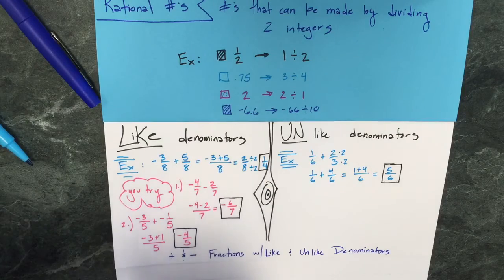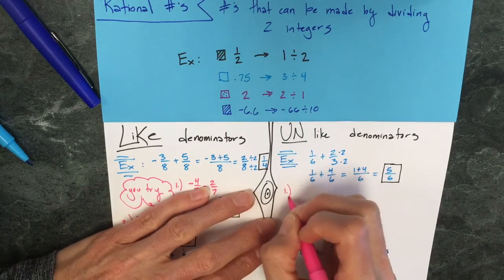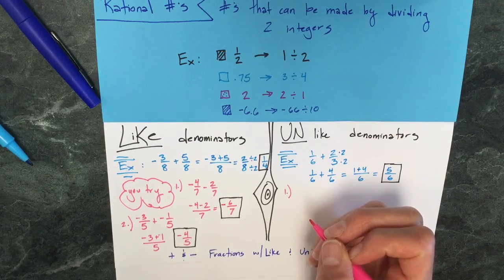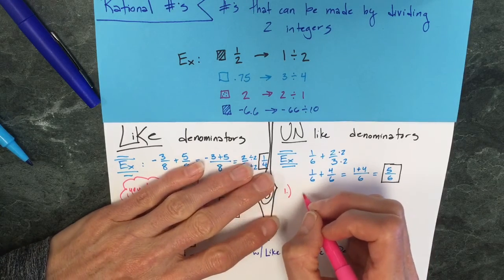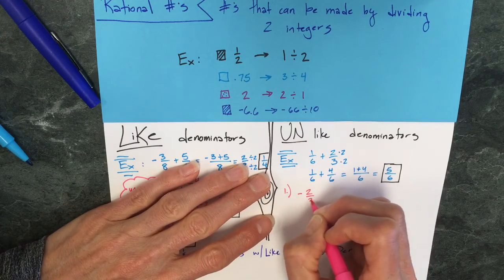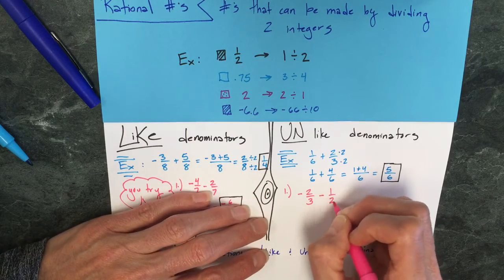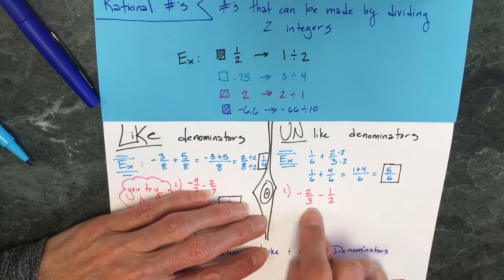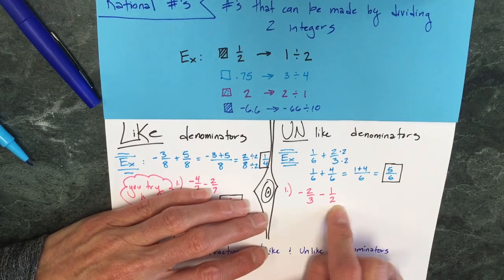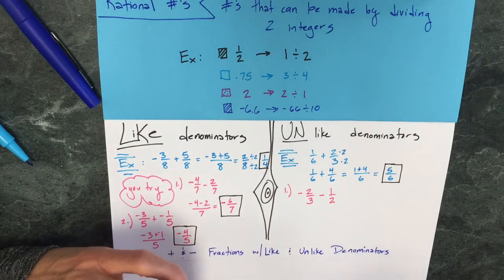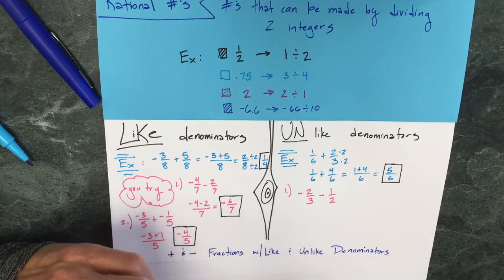So it's your turn to try. Go ahead and try this one. Negative 2/3 minus 1/2. So find a number both of these go into, the smallest number you can think of. And go ahead and pause and try that one.